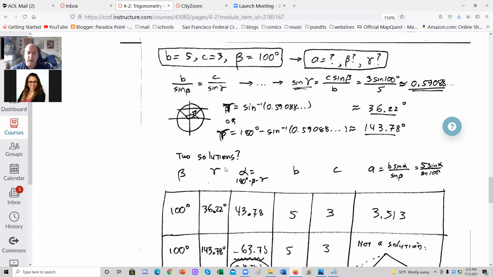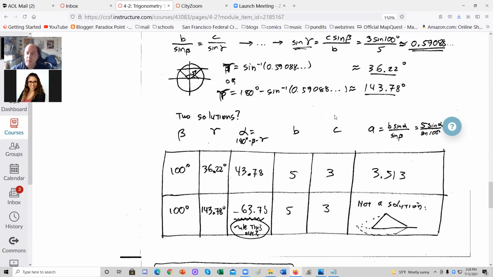We're given that beta is 100 degrees here and here. B is 5 here and here. C is 3 here and here. And gamma is 36.22 from here, or 143.78 from here. Now, the next step is to find alpha, which would be 180 minus beta minus gamma. So 180 minus 100 minus 36.22 gives you 43.78.